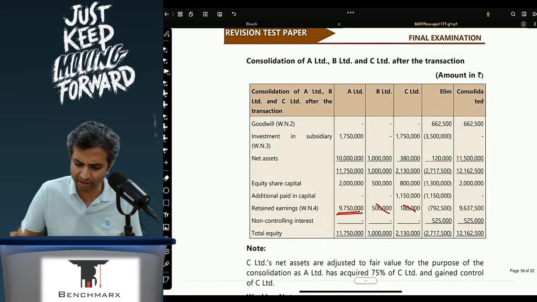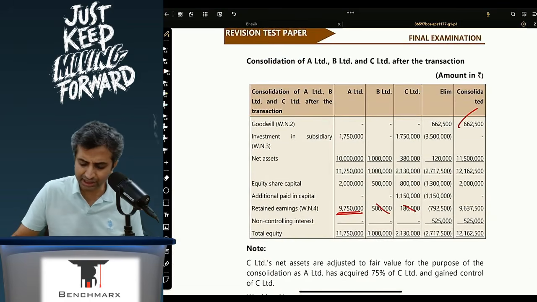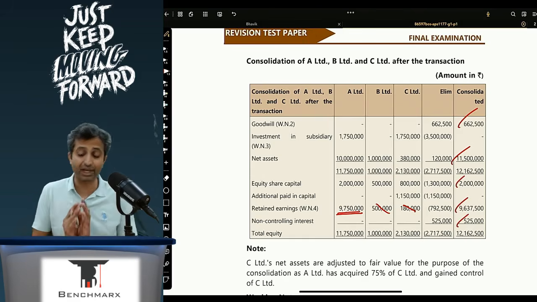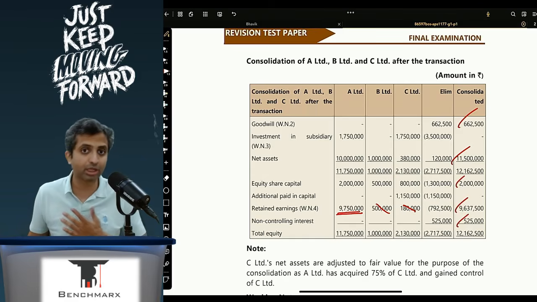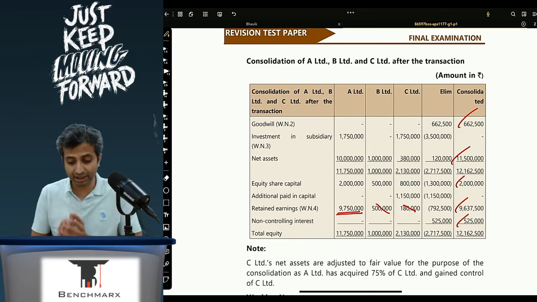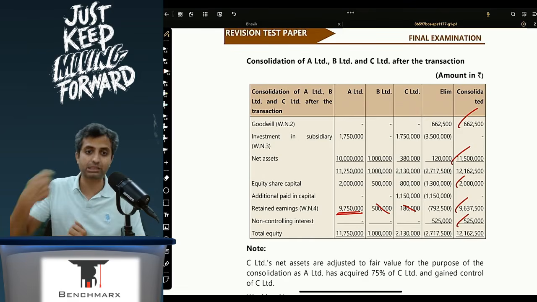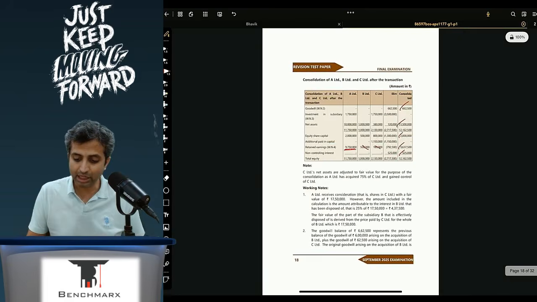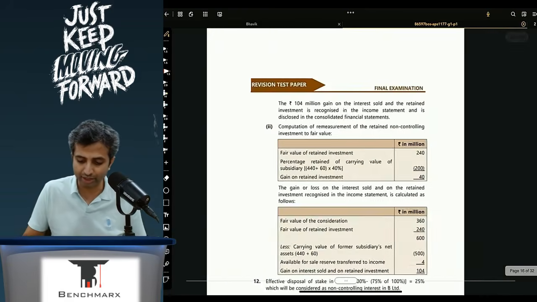Other than that, all our numbers will tally. Goodwill of 6 lakh 62,500. Net assets of 11.5 million. Share capital is 2 million. This is the reserve working, and non-controlling interest of 5 lakh 25,000. They have not asked you the consolidated balance sheet. So should we prepare it? I don't think so. But if it comes in the main exam and they ask you to prepare a consolidated balance sheet, this is how you go ahead and do it.